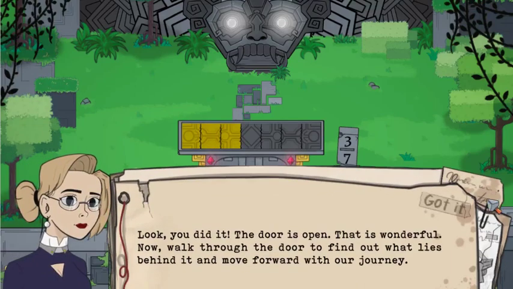Look, you did it. The door is open. That is wonderful. Now, walk through the door to find out what lies behind it and move forward with our journey.